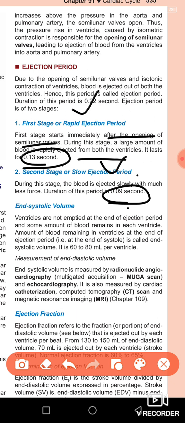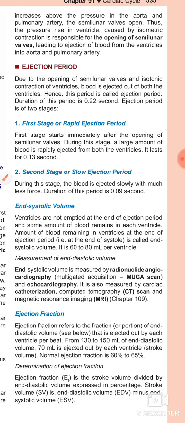Now there is the end systolic volume. The ventricles are not completely emptied at the end of the ejection period. Some amount of blood remains in each ventricle. The amount of blood that remains in each ventricle at the end of the ejection period is called the end systolic volume. So this is the systolic volume which remains, and what is its amount? About 60 to 80 ml of blood remains in your heart.